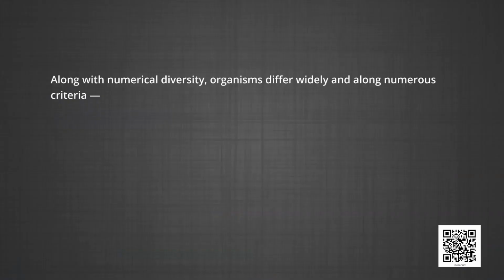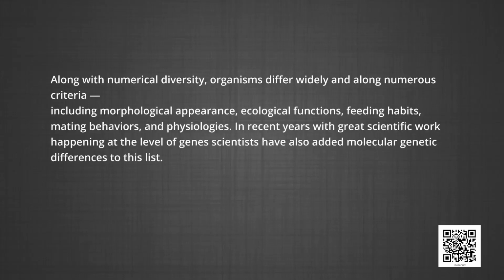Along with numerical diversity, organisms differ widely and along numerous criteria, including morphological appearances, ecological functions, feeding habits, mating behaviors, and physiologies. In recent years, with great scientific work happening at the level of genes, scientists have also added molecular genetic differences to this list.